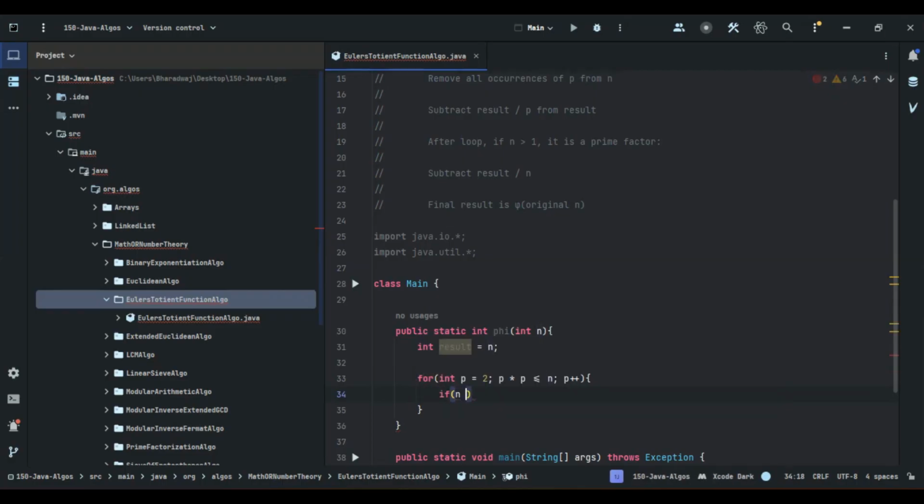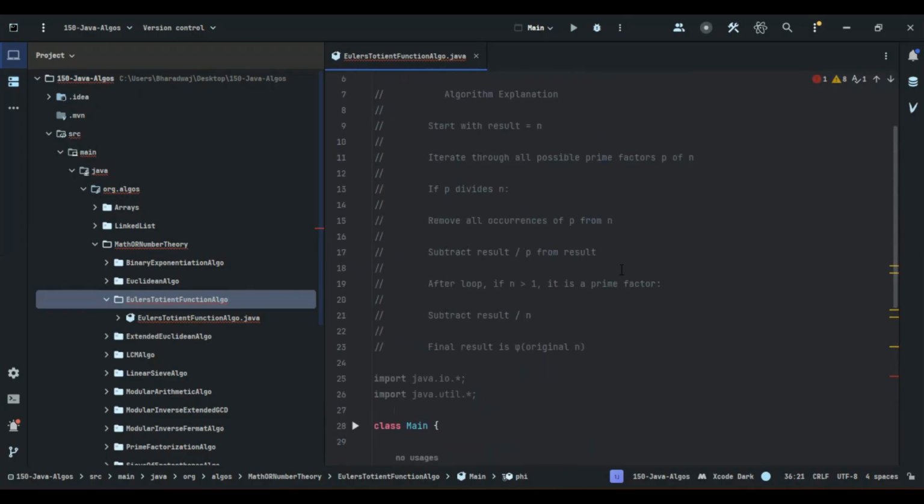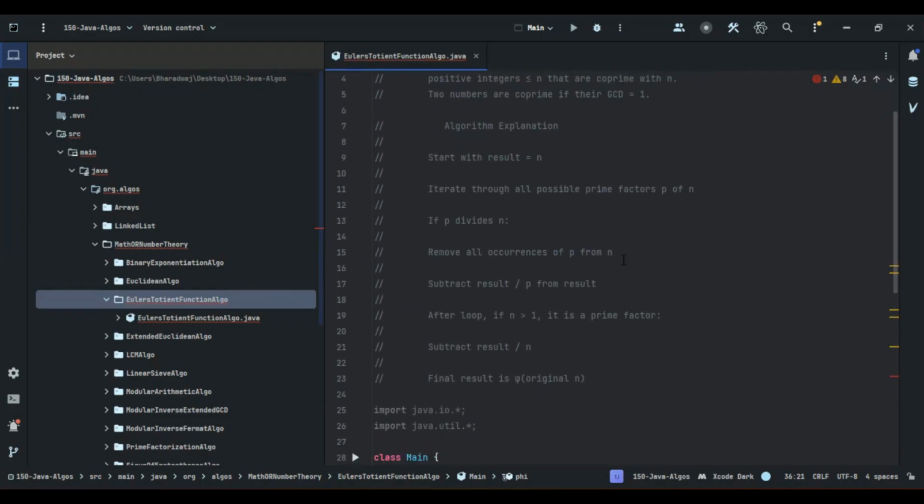So if n modulo p is equivalent to 0, we are checking if p is a prime factor. Within this if condition, let me write the while loop here. While n modulo p is equivalent to 0, then we have to remove all the occurrences of p.